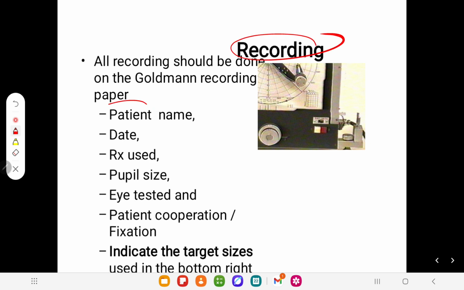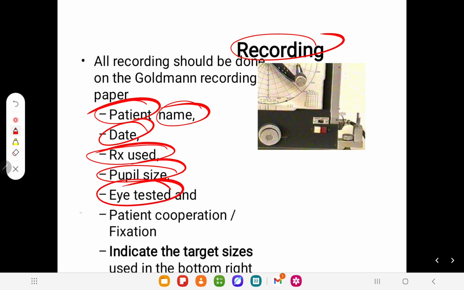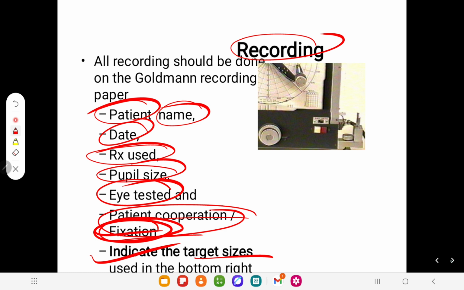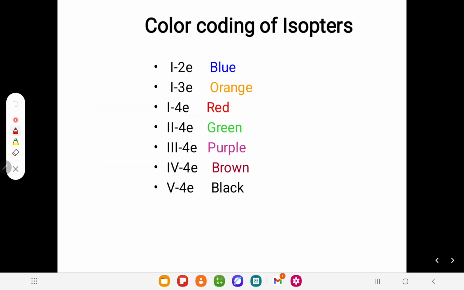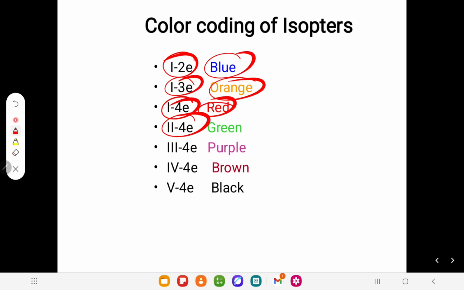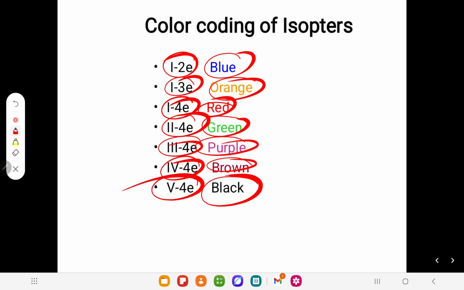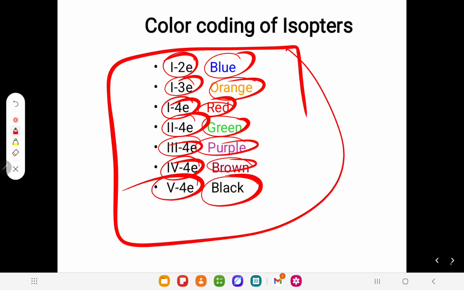Okay, so recording is very important. How do you record? Very important: the patient's demography and Rx used, pupil size, eye tested, whether right or left, patient cooperation and fixation. Sometimes the patient gets a very good result, but it's not about that. Patient cooperation and fixation are very important; you have to see the fixation loss. Indicate the target size and use at the bottom right, so you have to know the target size. Color coding is I2E blue, I3 orange, I4 red, 2,4 green, 3,4 purple, 4,4 brown, 5,4 black. It's very important. You'll see color coding in isopters.